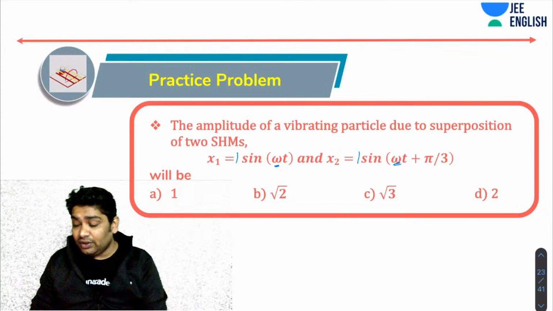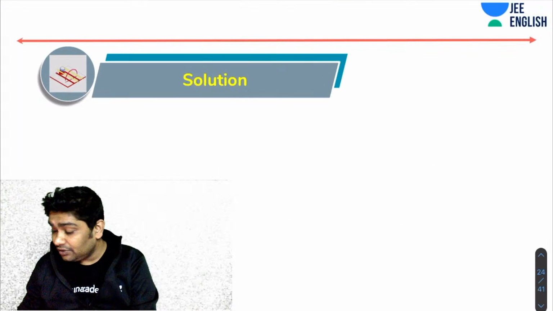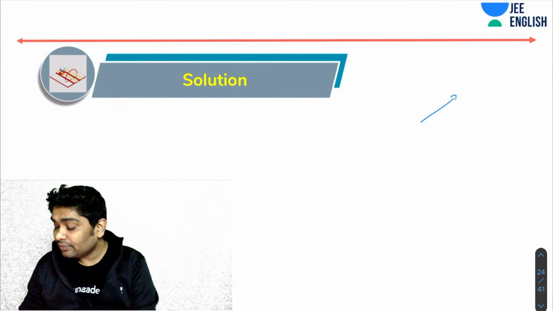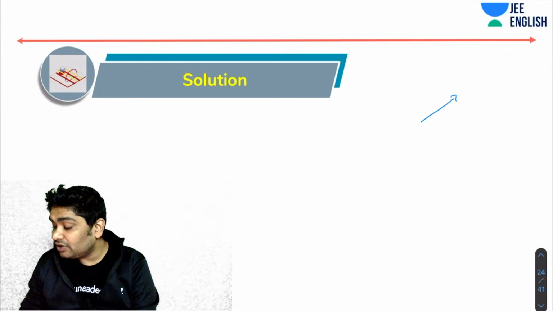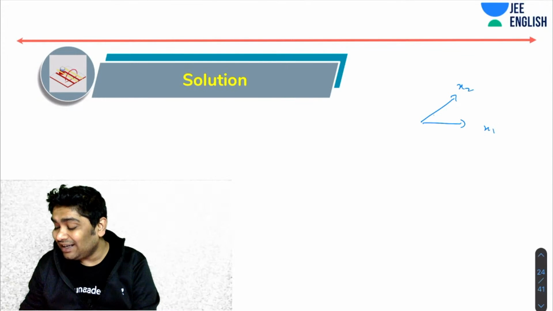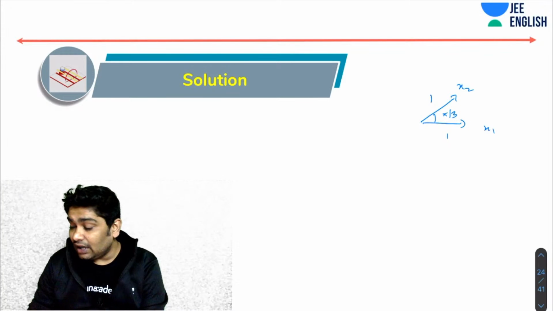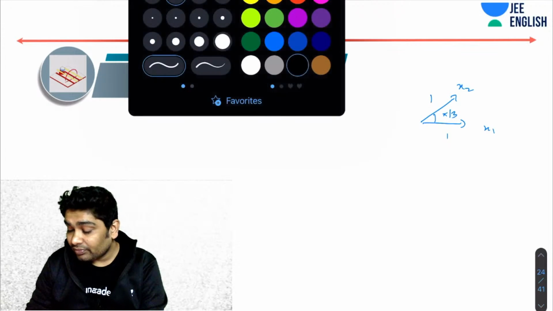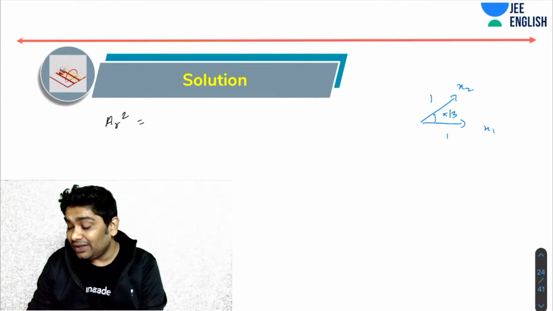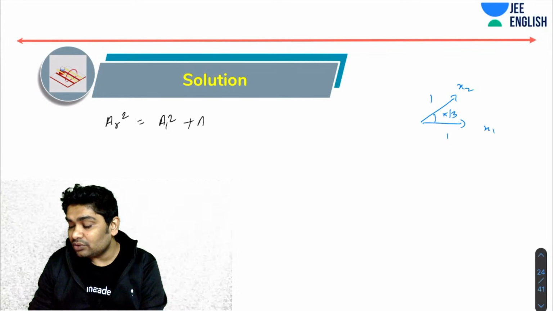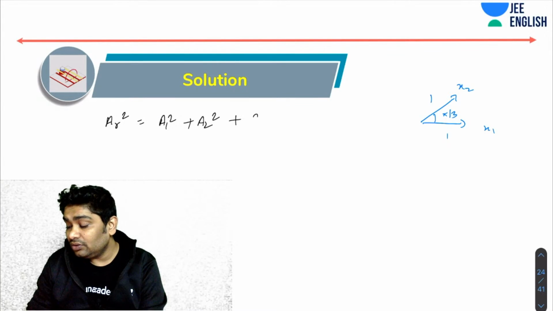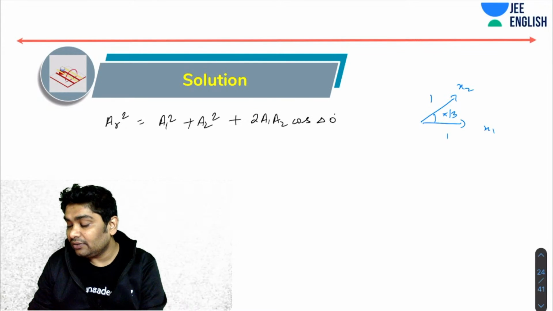All you are doing is, for x1 you have this phasor, and for x2 you have this phasor. This is your x1 phasor, this is your x2 phasor. The angle between them is pi by 3. The length is 1, the length is 1. So what is going to be the resultant amplitude? AR square is going to be A1 square plus A2 square plus 2 A1 A2 cos of delta phi, correct?